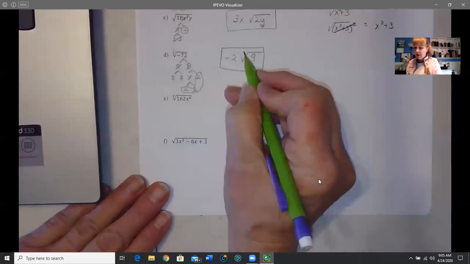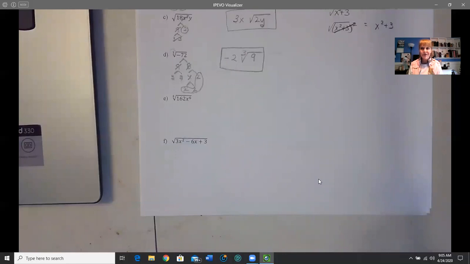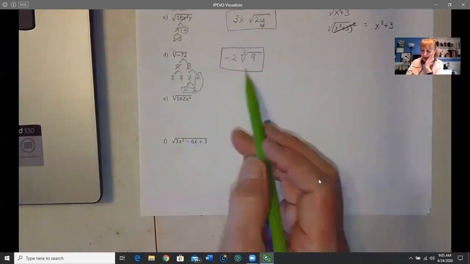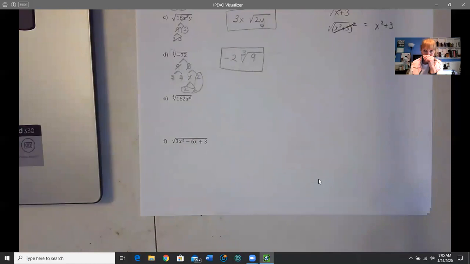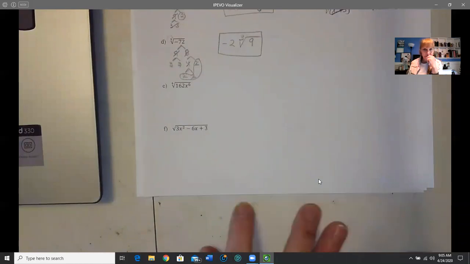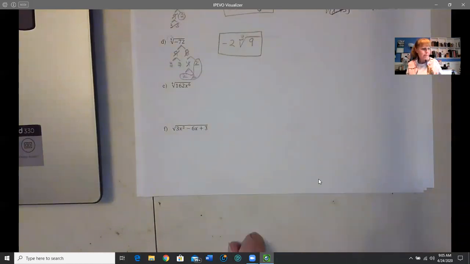cube root of 9. So when you're typing it into MyMathLab, make sure that you put that cube root there. You may have everything right, but not that. So, okay. All righty. Let's look at this next one.